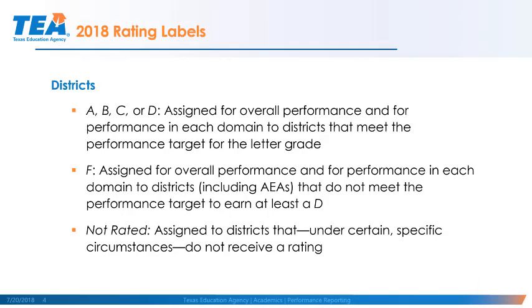Based primarily on performance from the 2017-18 school year, districts will receive the following ratings in 2018. A, B, C, or D is assigned for overall performance and for performance in each domain to districts that meet the performance target for the letter grade. F is assigned for overall performance and for performance in each domain to districts, including AEAs, that do not meet the performance target to earn at least a D. Not Rated is assigned to districts that, under certain specific circumstances, do not receive a rating.